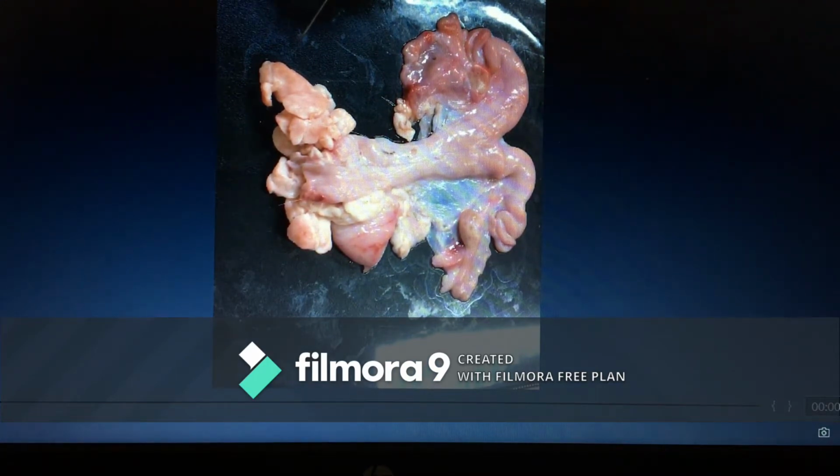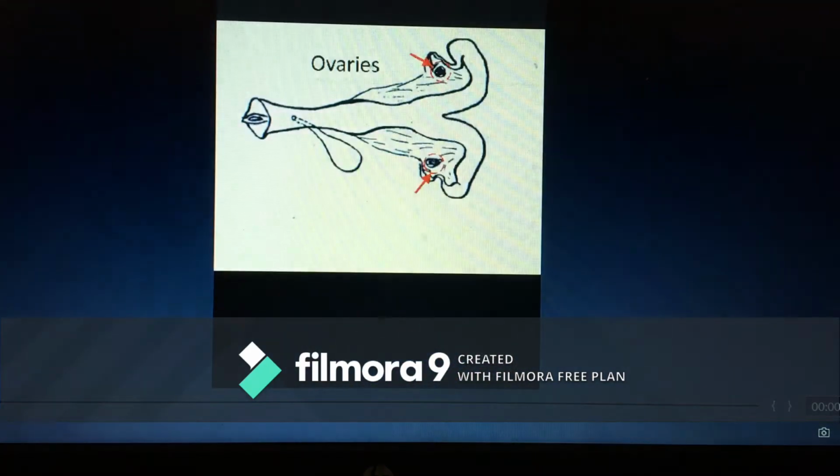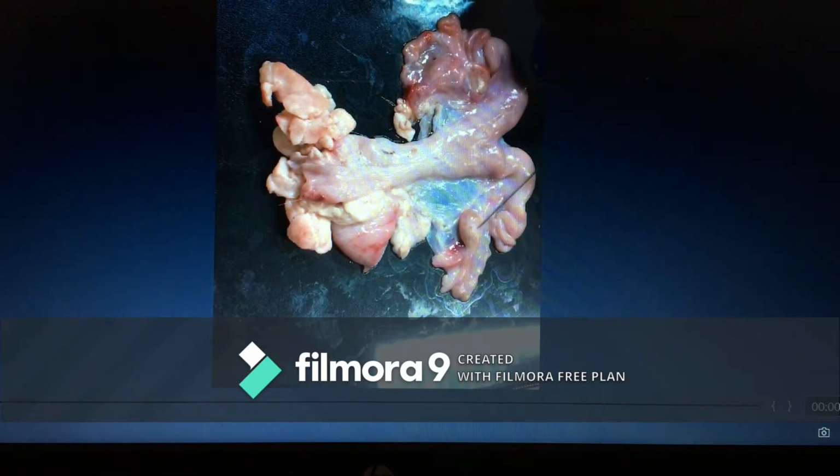So the female reproductive system is composed primarily of the gonads, the duct system, and the external genitalia. First is the female gonads, called the ovaries. The ovaries are the primary sex organs of the female. So there are two ovaries, the right and the left.